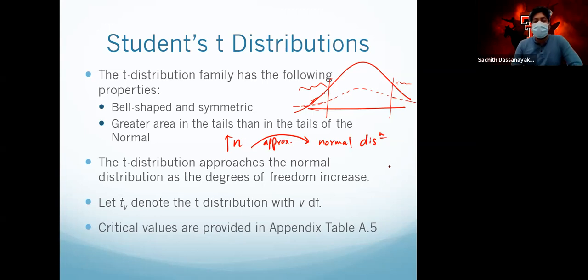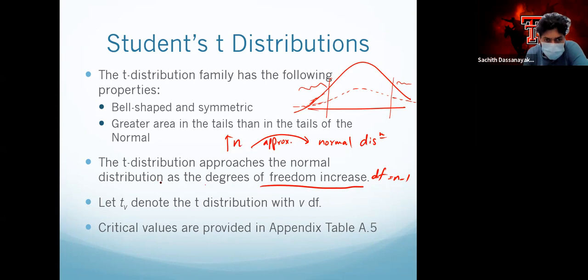Okay, when we increase the n, what happens? Degree of freedom increases, right? Because degree of freedom is n minus 1. So once we increase the n, degree of freedom goes up, like 40. Easily you can approximate it to a normal distribution.